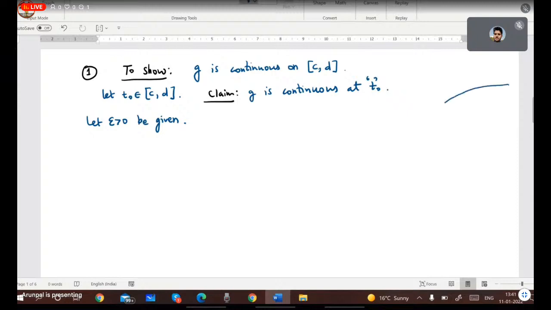Then class, you just recall the definition of continuity. It means we will have to show the existence of some delta that will depend upon T naught and epsilon, such that whenever mod of T minus T naught is less than delta. Because we are in the real line with the usual metric, the distance between T and T naught we find with the help of modulus.